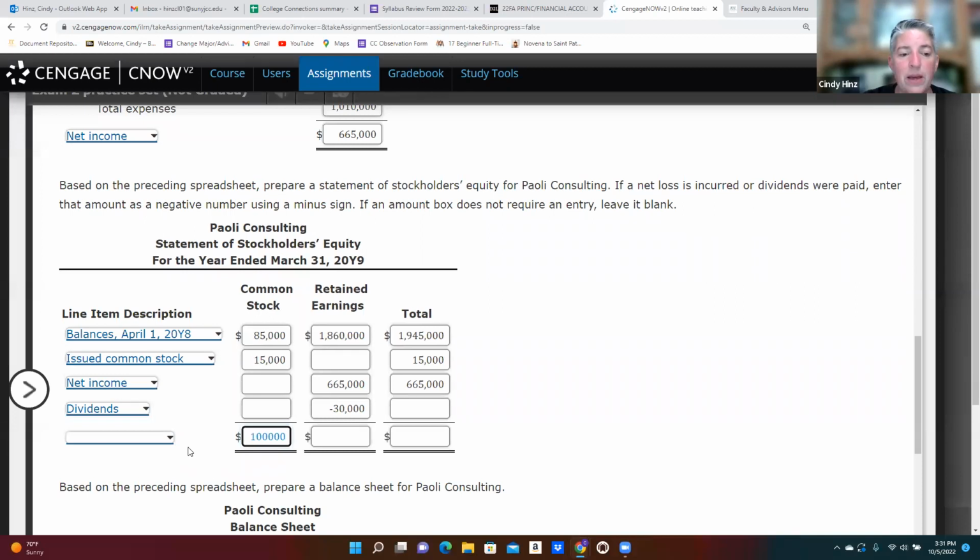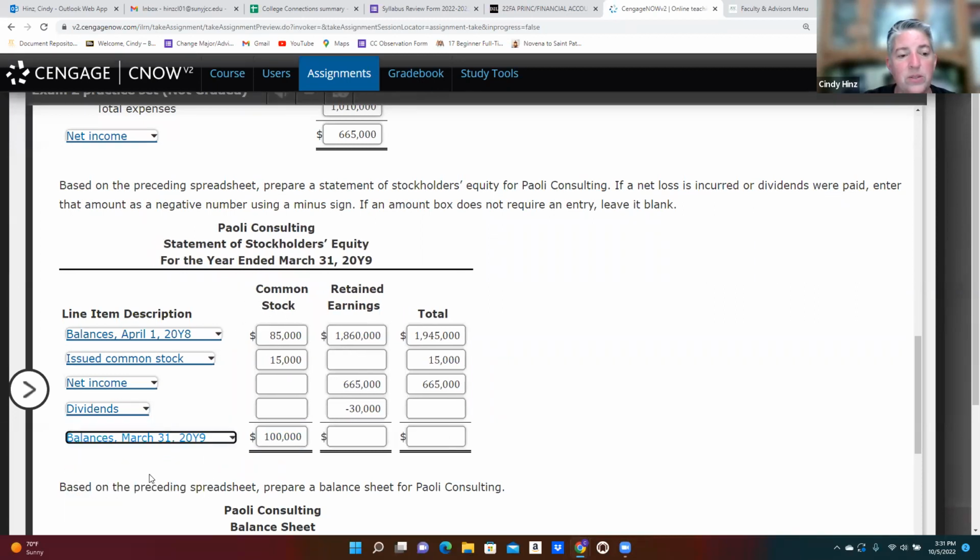So now it's just a matter of adding down the columns to find our balances for the end of this year. So for retained earnings, our starting balance plus the net income minus the dividends. And then we can add across and we can add down. And that gives us a way of checking ourselves. Of course, if you're doing this at home, you can use the check my work button as well to make sure that adding across and adding down gives you that same total.